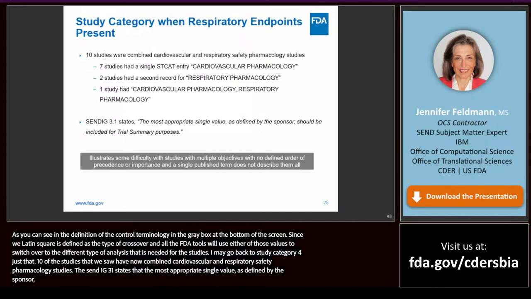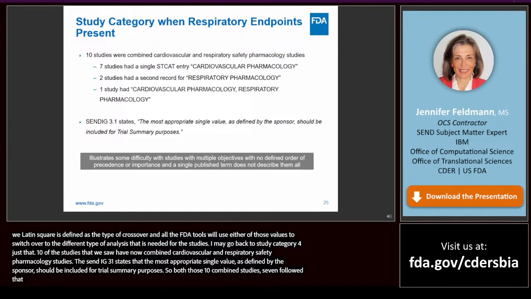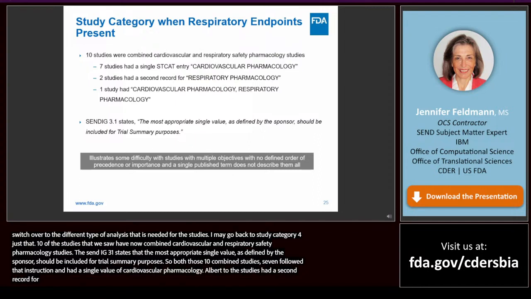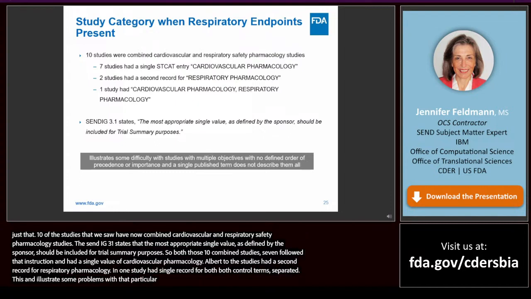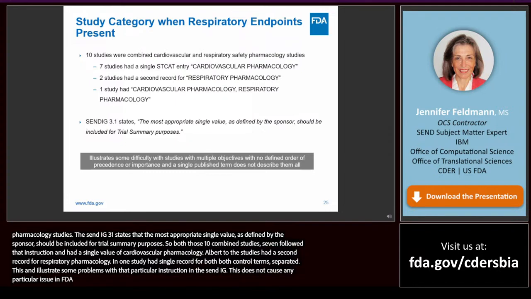So of those 10 combined studies, 7 followed that instruction in the SENDIG and had a single value of cardiovascular pharmacology. However, 2 of the studies had a second record for respiratory pharmacology, and 1 study used a single record with both controlled terms, comma separated. So this illustrates some problems with that particular instruction in the SENDIG. This does not cause any particular issue in FDA tools, but it was an inconsistency that we did see.